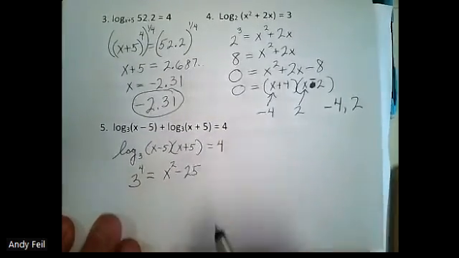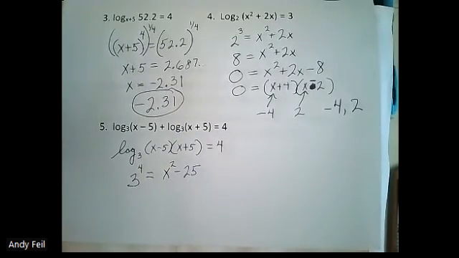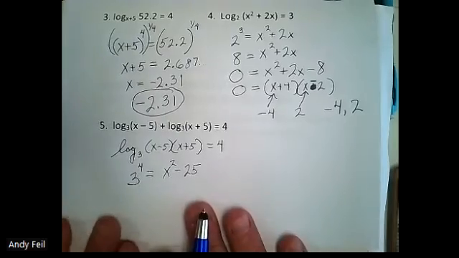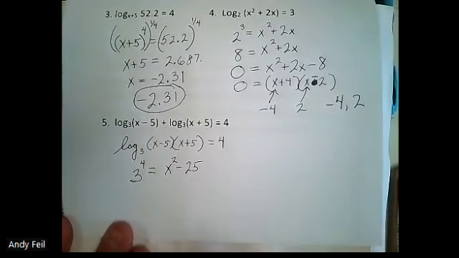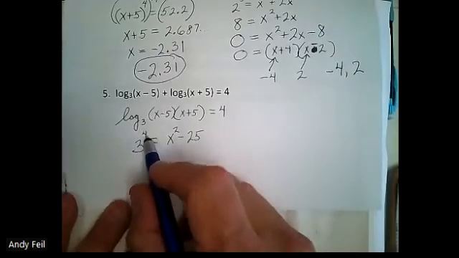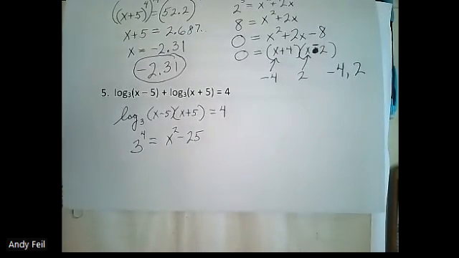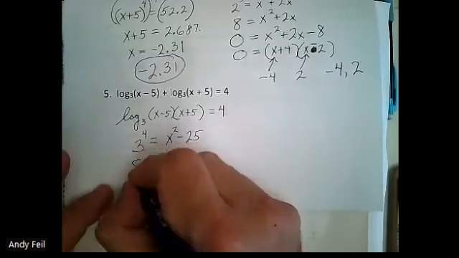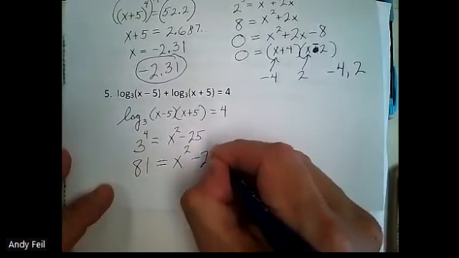That's right. Those are conjugates. In conjugates, the middle terms cancel out. Positive 5x, negative 5x. They cancel out. And so now you just have a problem that you can solve just like you'd solve any other problem. What is 3 to the 4th power? 81. So 81 is equal to x squared minus 25.